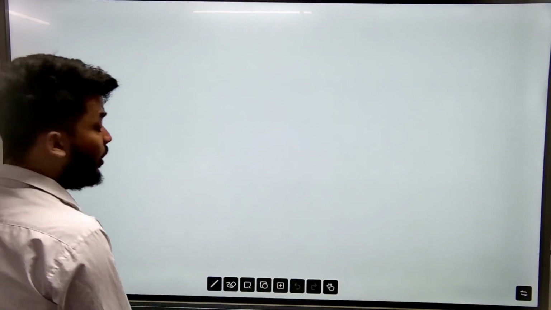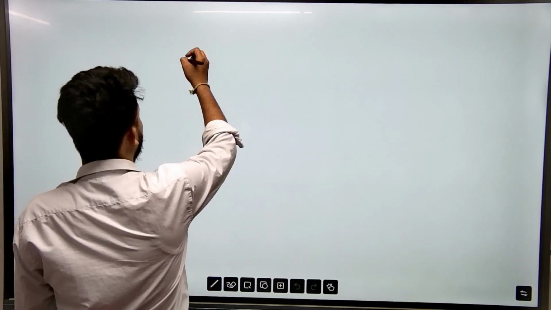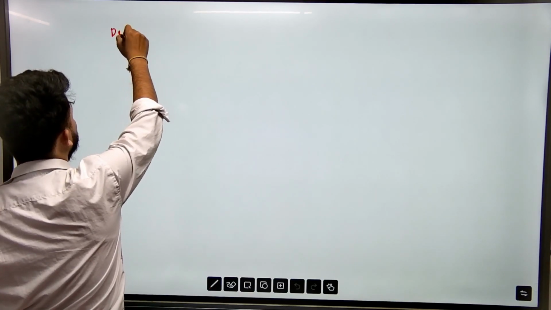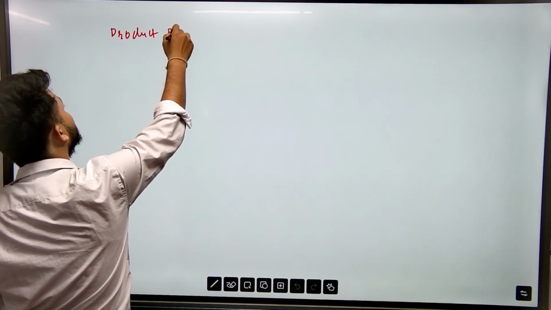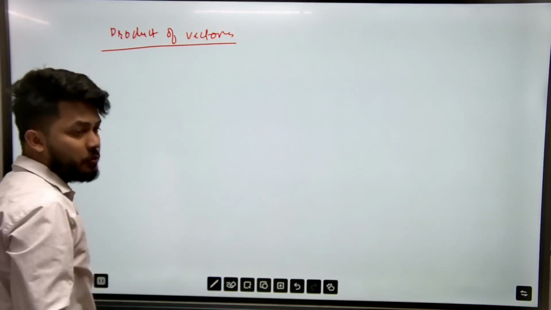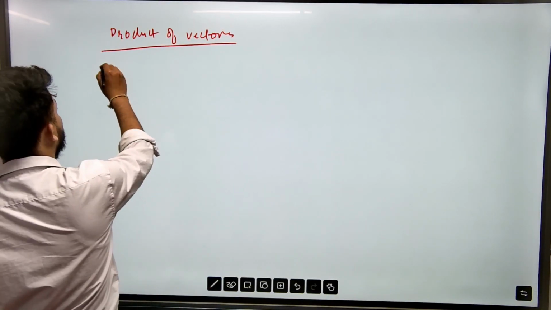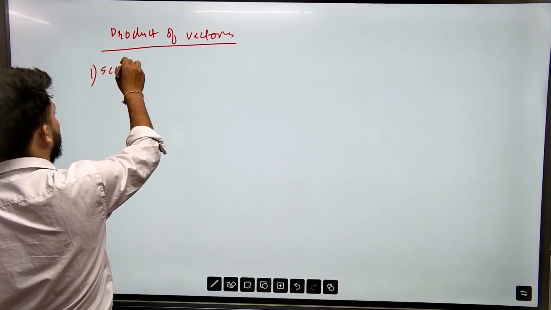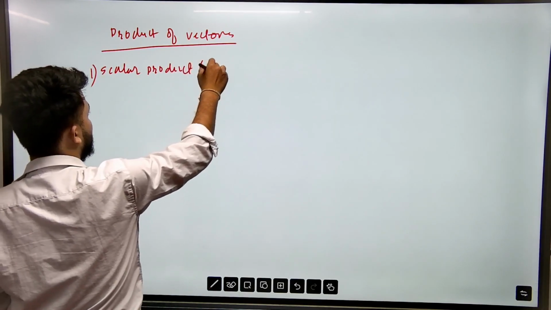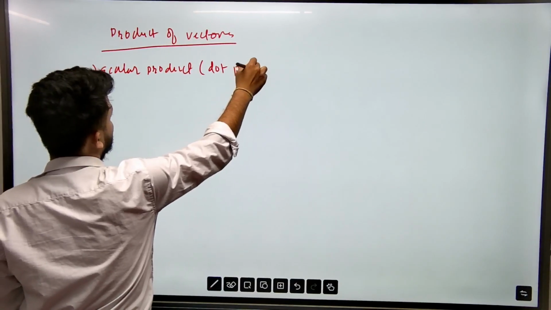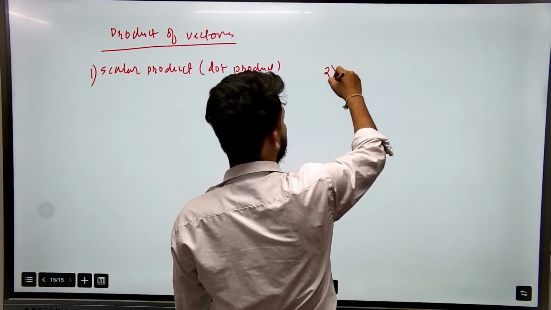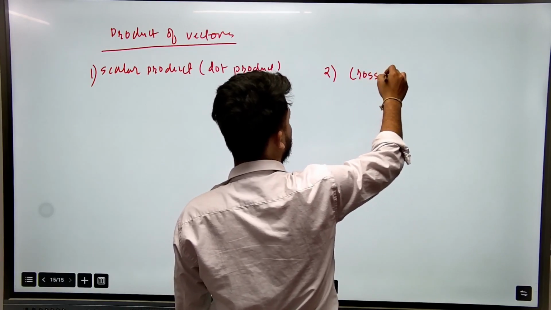Now there are two types of vector products. Okay, the first product is called scalar product or dot product. And the second type of product is cross product or vector product.